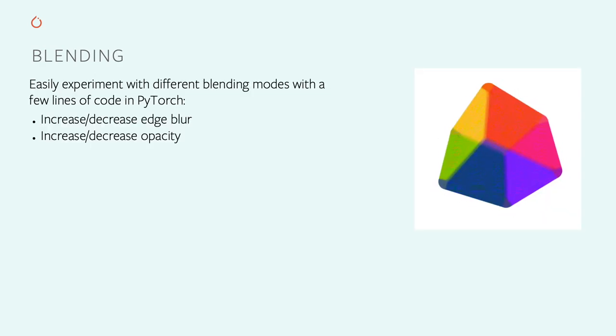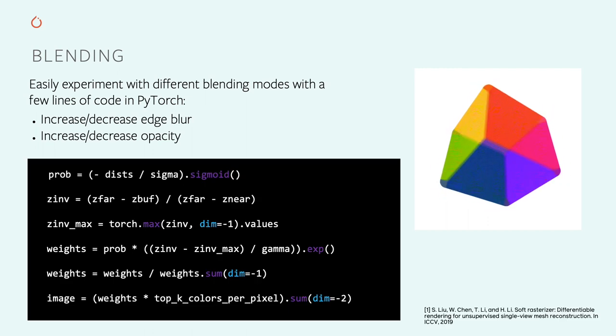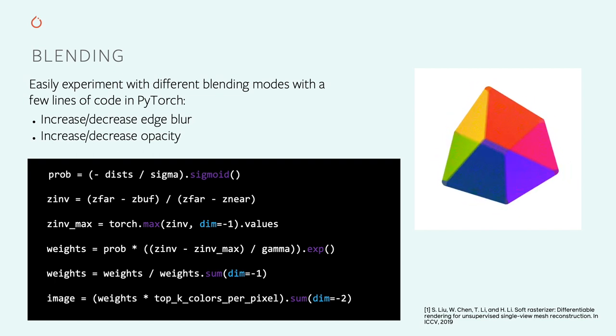In the blending step, where we aggregate across the top k values, it's very easy to try different blending functions in PyTorch. The blending for this cube uses a softmax blending formulation from Soft Rasterizer, which can be written in a few lines of code in PyTorch.